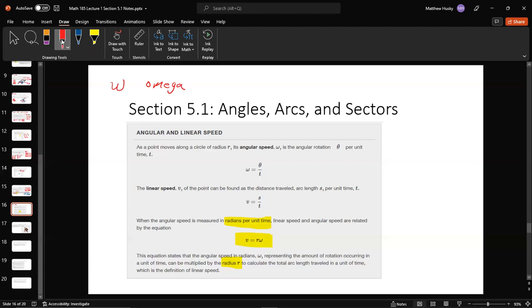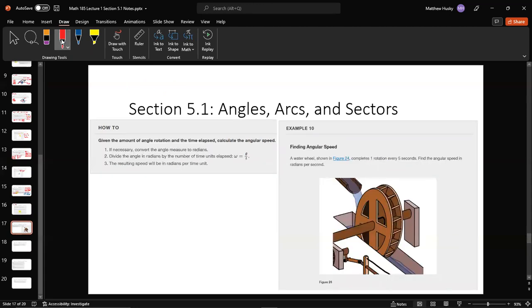But anyway, if you just want to call it W, that's fine. All right, so let's see what we have here. So how to do this. First of all, like all the others, make sure that you have the measure of the angle in radians. Then you need to divide the radians by the amount of time that has elapsed. So you do theta divided by the time. That will be the radians per time unit. And then recall that V equals R omega, or RW, if you will.